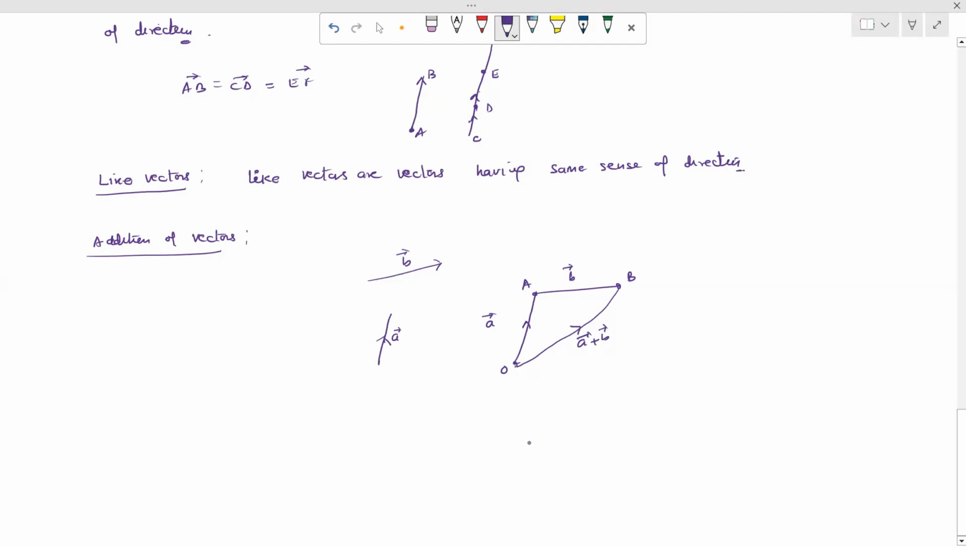So we have OA vector, OA equal to A, and AB is equal to B. So then OB equal to OA plus AB.